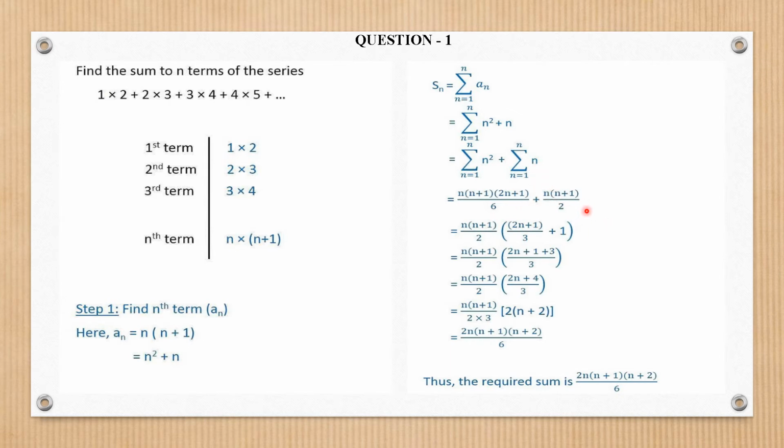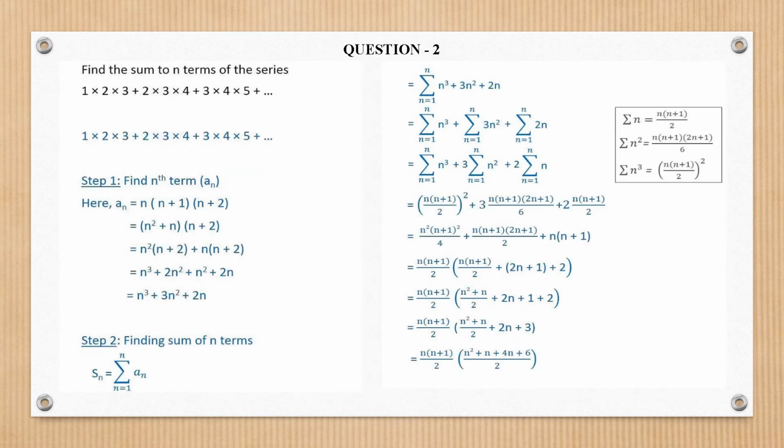So I told you in induction also that when such kind of big results are there, it's better to take things common. So I can take n into n plus 1 by 2 common, and it is 2n plus 1 divided by 3 plus 1. You solve, and then you will get 2n into n plus 1 into n plus 2 divided by 6. And one more thing you can do is cancel this 2, and here it will come as 3, so it can be further reduced.